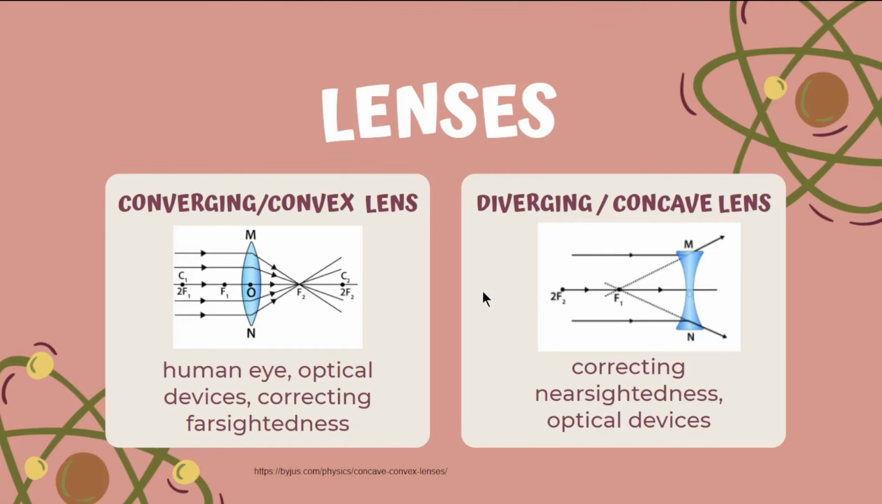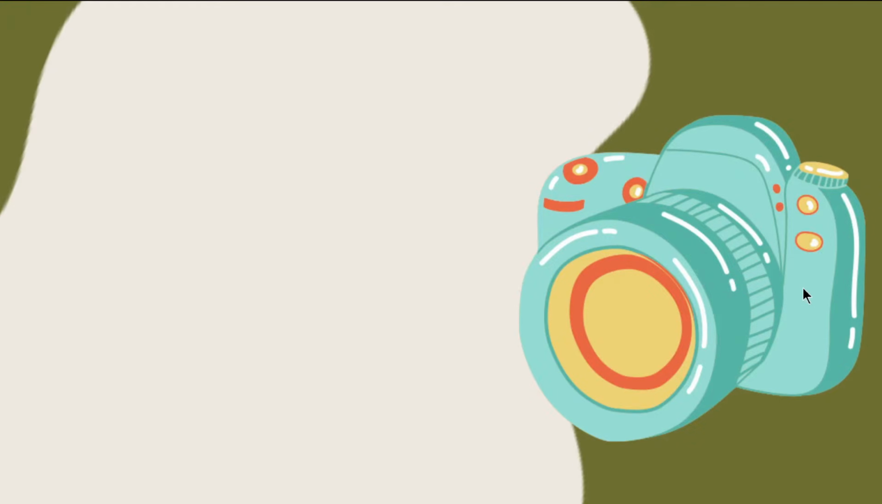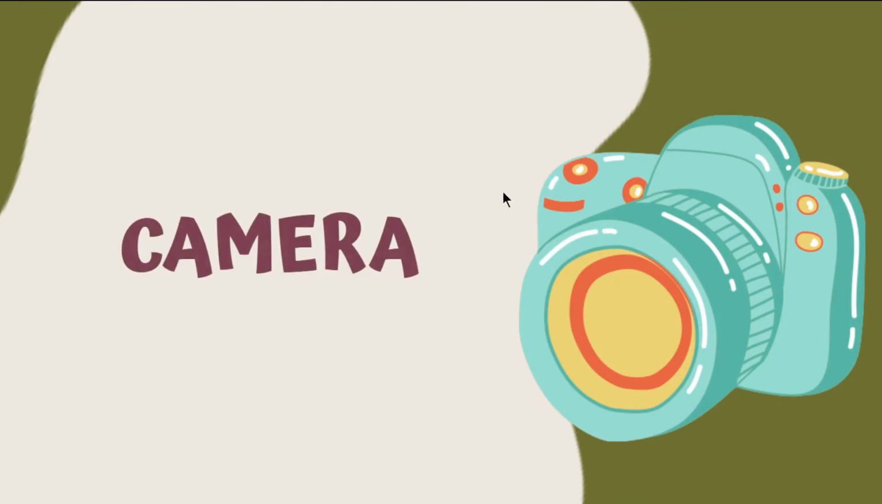So much for the different types of lenses. We will now go to the 4 optical devices that we have enumerated a while ago, starting with the camera. Okay? So, yung camera ay isang optical device na hindi na naman bago siguro sa ating lahat kasi karamihan sa atin ay nakakita na at nakahawak na or nakagamit na ng camera.